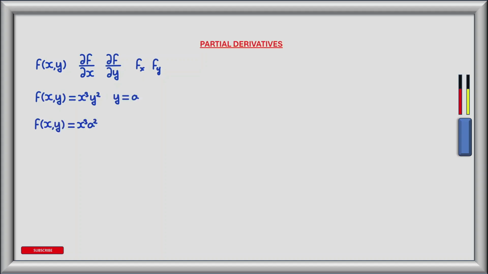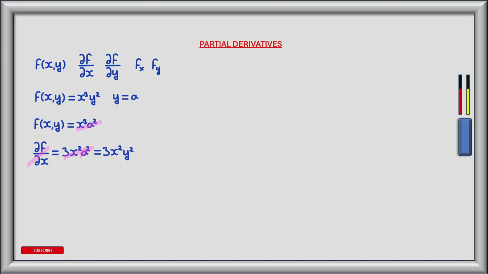So let's first look at how we find the partial derivative of f with respect to x. To do this, we're going to hold y constant. So we let y equal a. So f of xy is now x cubed multiplied by a squared. So to find the partial derivative of f with respect to x, we differentiate x cubed a squared, where a is a constant, with respect to x. And using the power rule to do this, we find that its derivative is 3x squared a squared.